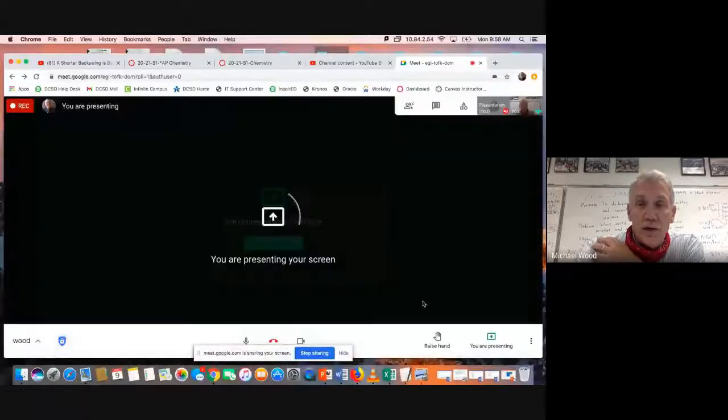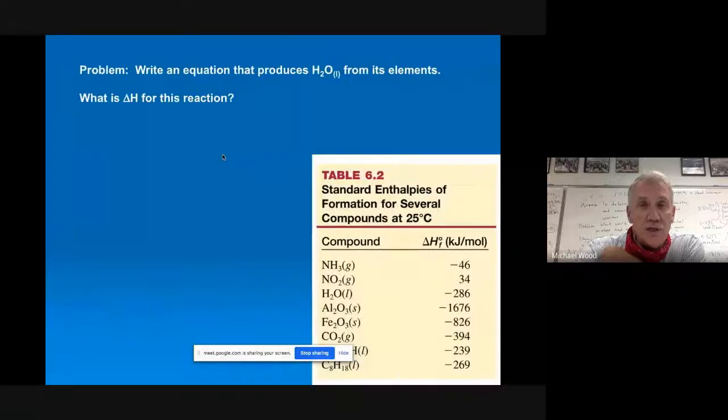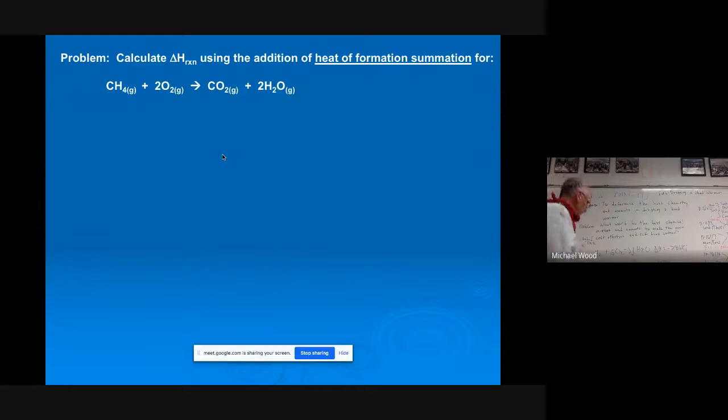Now to do these problems, which I don't think are difficult, you really just need to do a couple of them to make sure you're good. Here you'd have to be given the table values. We're calculating delta H using the heat of formation. In other words, you have to be given the values from the table to do these.